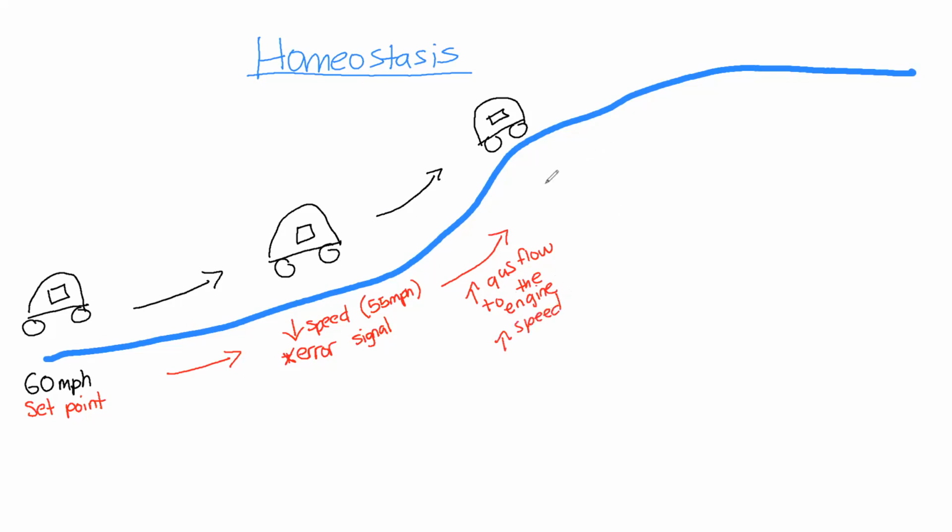So because of that now, the car is now going at about 58 miles per hour. And because we're now starting to increase our speed, we're getting closer to our 60 miles per hour, we're going to see a slight reduction in the error signal. So we see a slight reduction in the error signal here.